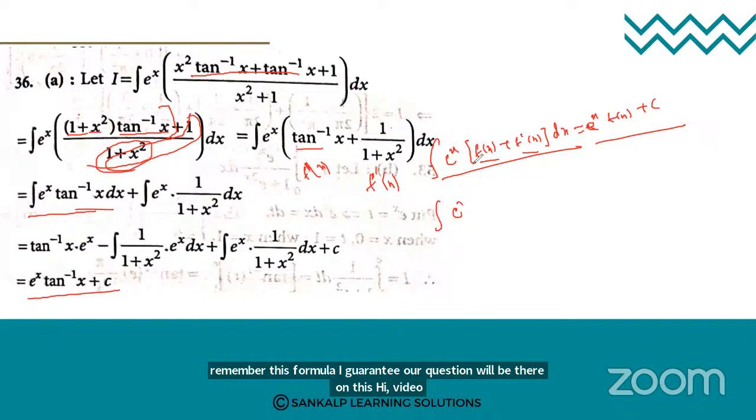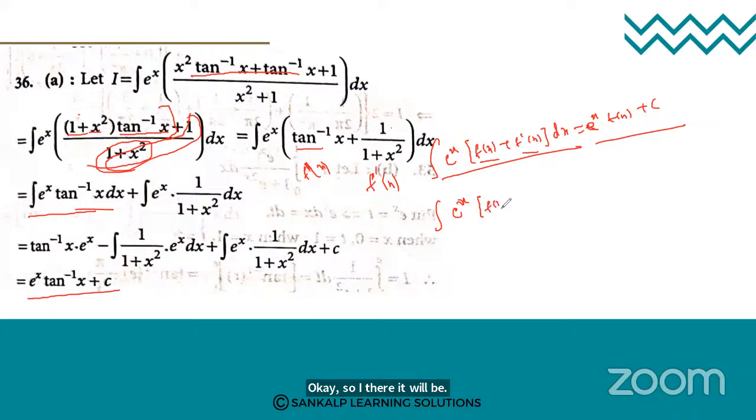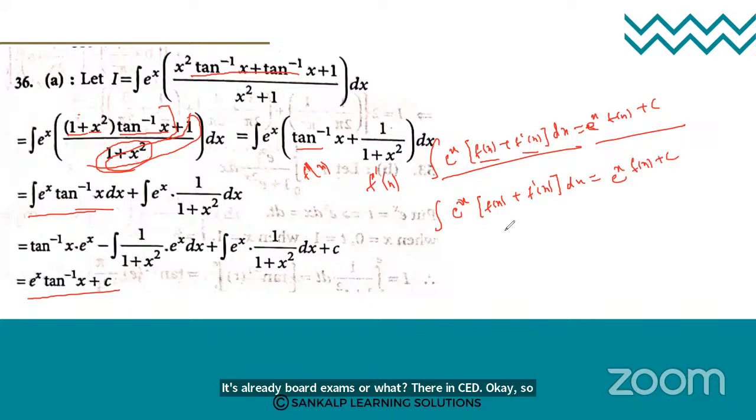Okay, so either this question will be asked for 1 mark in the board exam, or in CET. Board exams are already over, so it matters for CET. Very important formula, once again I am writing it. The integral of e raised to x times f of x plus f dash of x dx is equal to e raised to x f of x plus c. Very important result it is.